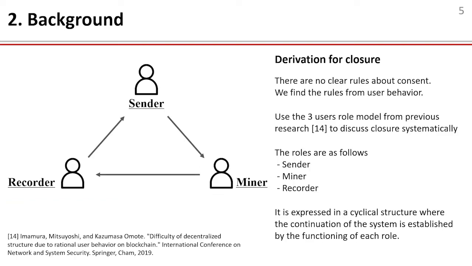First, a distributed system based on blockchain technology does not have the function to close. Hence, we need to define the closure of the system. In this study, we used a model based on the 3 laws presented in a previous study to systematically discuss the closure. The 3 laws are categorized as sender, miner, and recorder. This model is represented by a cyclical structure in which the continuation of the system is established by the function of each law. We derive rules from user behavior in each law.